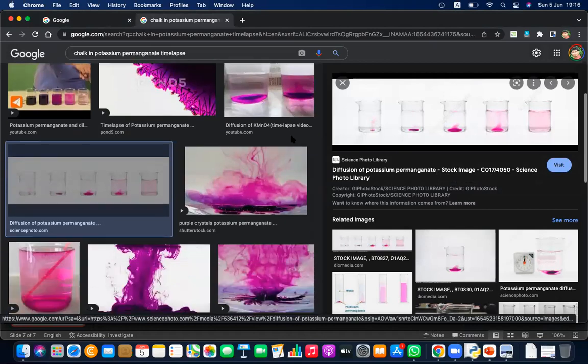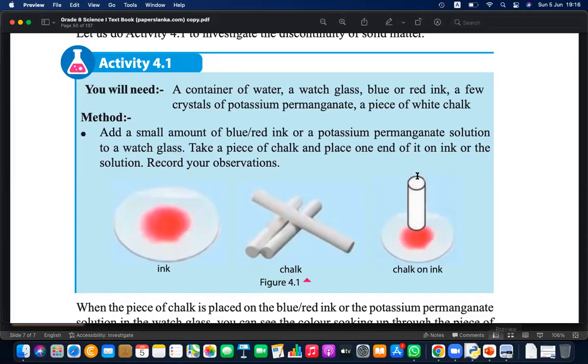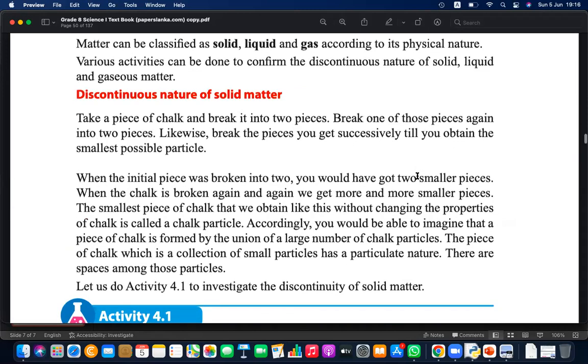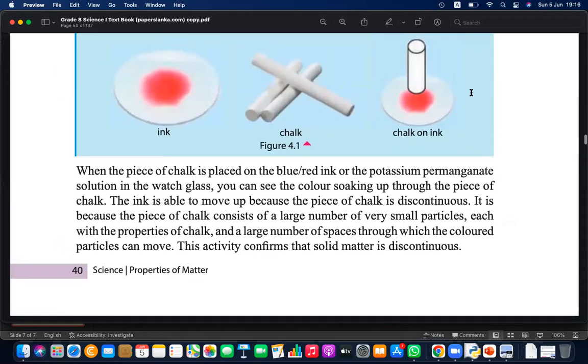That is one experiment that will show the discontinuity of liquid. But to see the discontinuous nature of solid, you can do the chalk example. Then you can see the ink gradually spread, the ink will move up. So why? Because it is discontinuous. Simple. If it were continuous, there would be no way to move in between. Since it is discontinuous and it has space, that is why this ink is moving up. That is the observation, so that is the decision that we made.